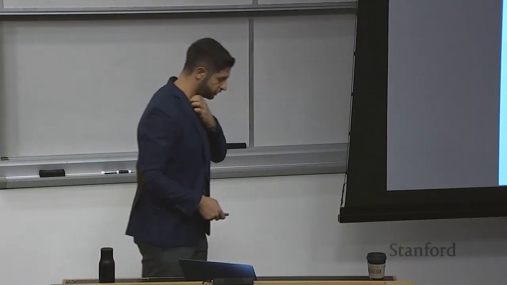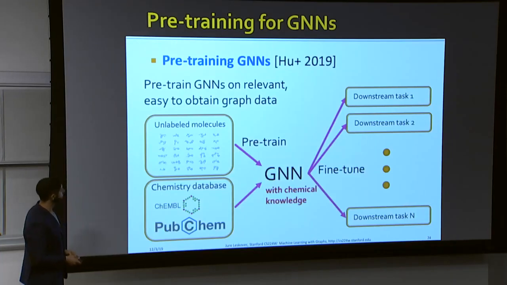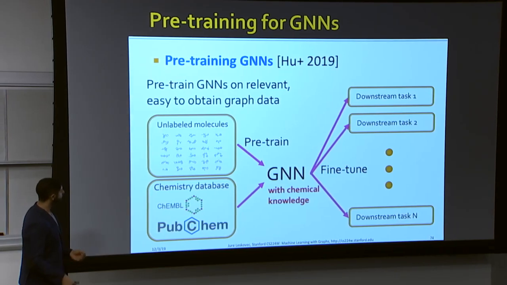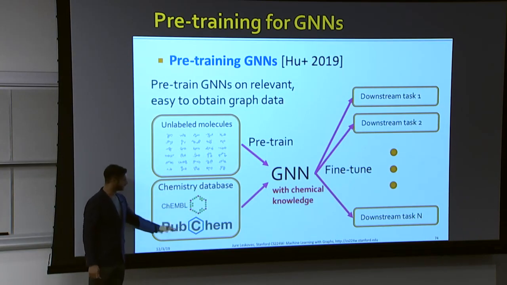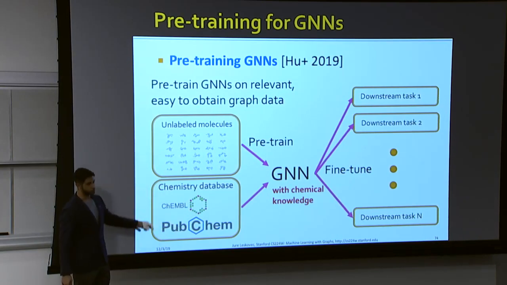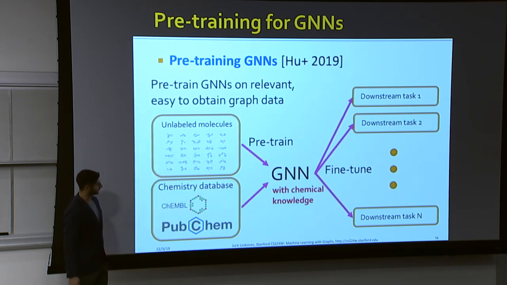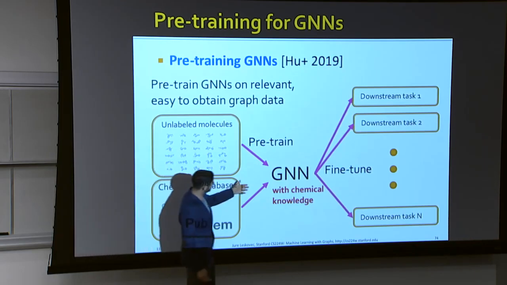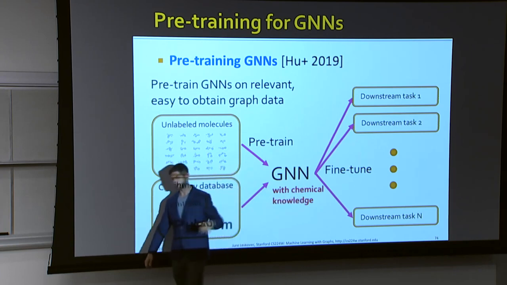One promising direction that we're working on in our group as well is called GNN pre-training. What we do is we give a lot of, for instance, unlabeled molecules or very well-known chemistry databases as an input to the GNN. So basically, we pre-train the GNN to produce representations for very common data sets in chemistry, and then our GNN pre-trained with chemical knowledge will be fine-tuned towards downstream tasks.